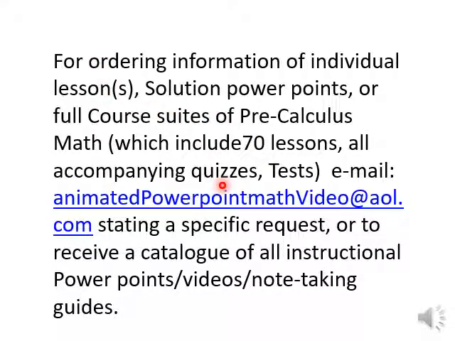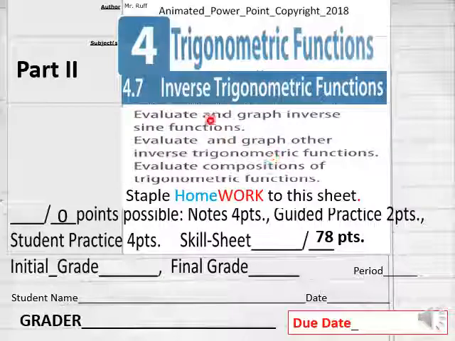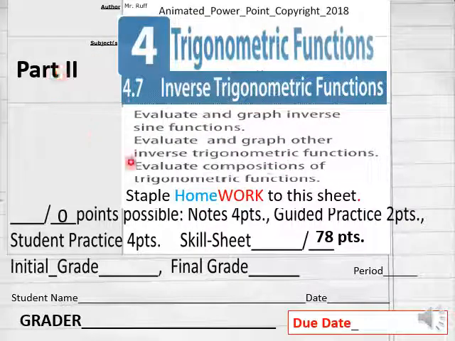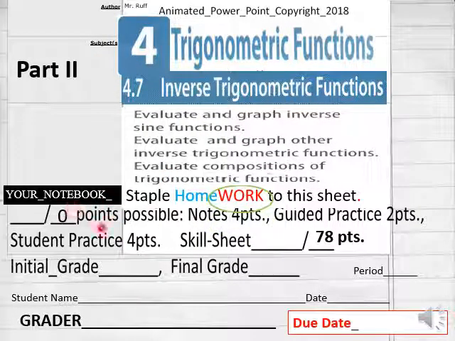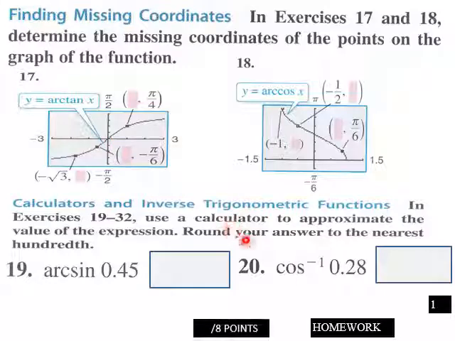Okay, 4.7 Part 2 homework today of pre-calculus math. Inverse trig functions, Part 2 homework, 0 points in your classwork, and then 78 points here on this homework assignment. Page 1, determine the missing coordinates here, fill in your missing coordinates in these blanks here for these graphs.